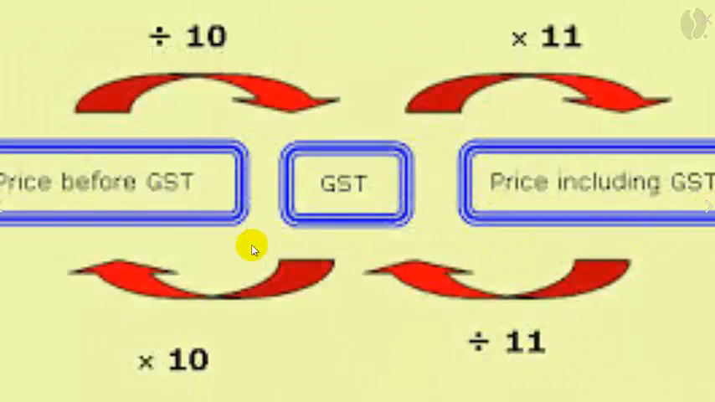Here's another way of looking at it. If it's priced before GST, we divide by 10 to add the GST component on, but like I've just shown you, if we have got the price including GST, we must divide by 11 to get the GST component, and I'll show you some practical examples in a moment to see it at work.